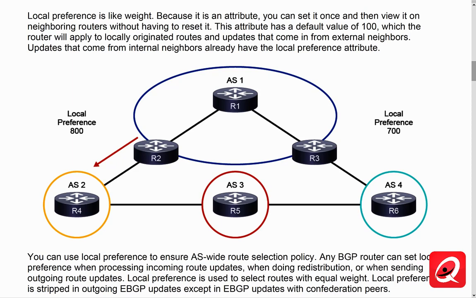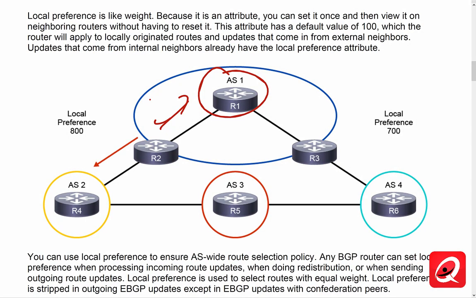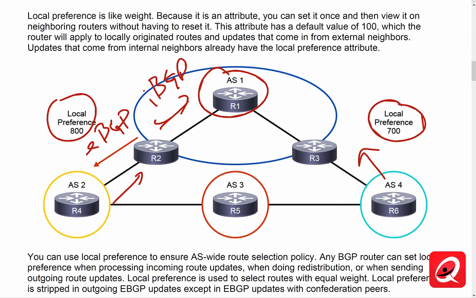Let's assume in this particular case that I'm running BGP on this router here. Let's turn my pen on. Maybe we're doing some sort of iBGP in this case. And we have eBGP here. And we're assigning the local preference value of 800 for routes being learned from that peering relationship, and a local preference of 700 for routes being learned from that neighbor relationship. That attribute is being propagated over to router 1.